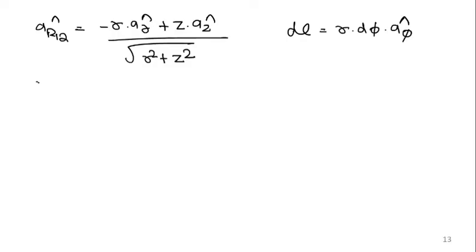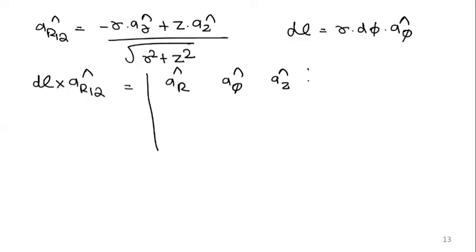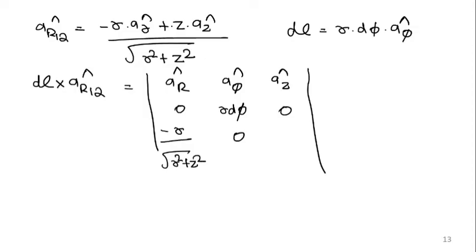Then what we need to do? We need to do dL cross aR12, right? So for this I will just show aR, a phi, aZ, and then the first vector dL. If you are taking dL, only the phi coordinate is there, so R d phi only is there. This is 0, this is 0. Then if you are taking aR12, you have minus R by root of R square plus Z square. Then the phi term is not there. Then you have Z by root of R square plus Z square. Then you should take the cross product. I hope everybody knows how to take the cross product.